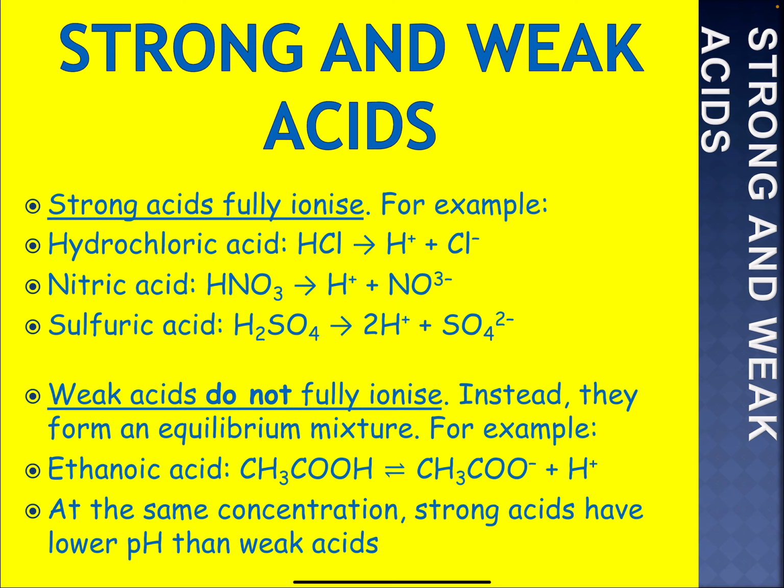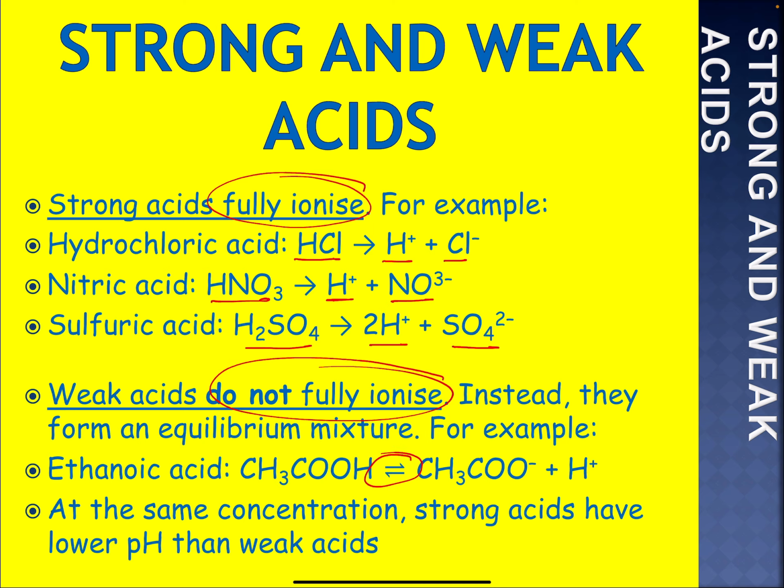So, strong acids fully ionize. There's the example. Hydrochloric acid fully ionizes into H plus ions and Cl minus ions. Nitric acid fully ionizes. And sulfuric acid fully ionizes. Whereas weak acids do not fully ionize. Instead, they form an equilibrium. For example, here, look at this funny arrow. That's a reversible arrow.